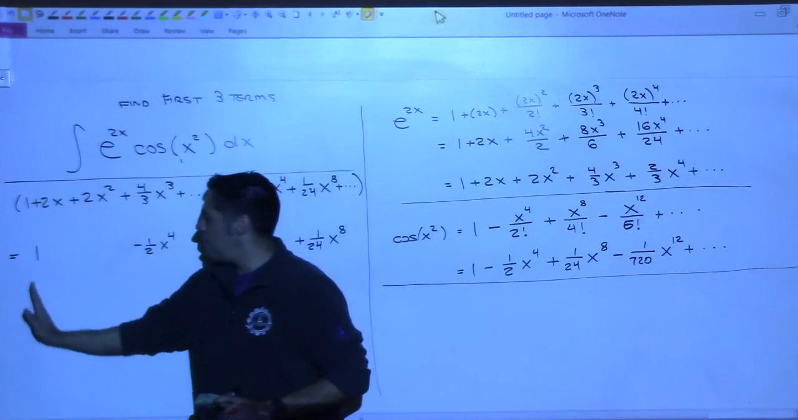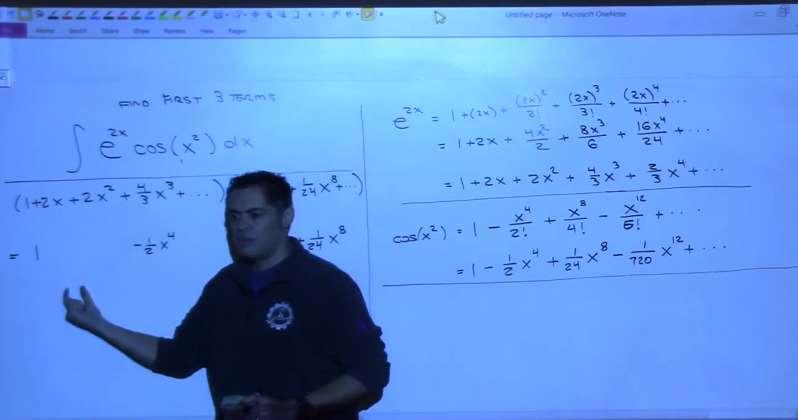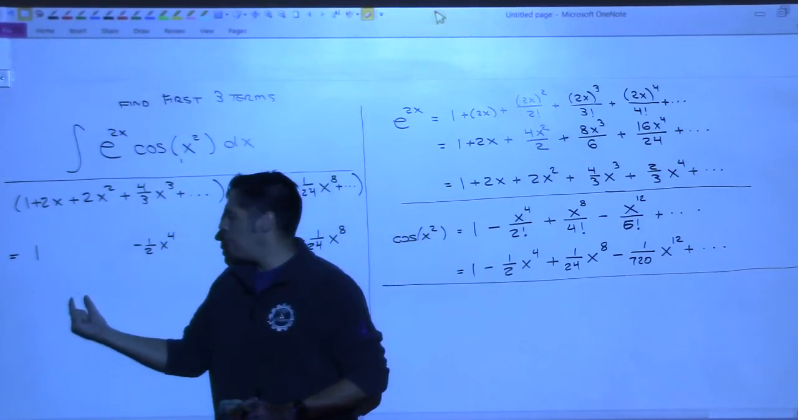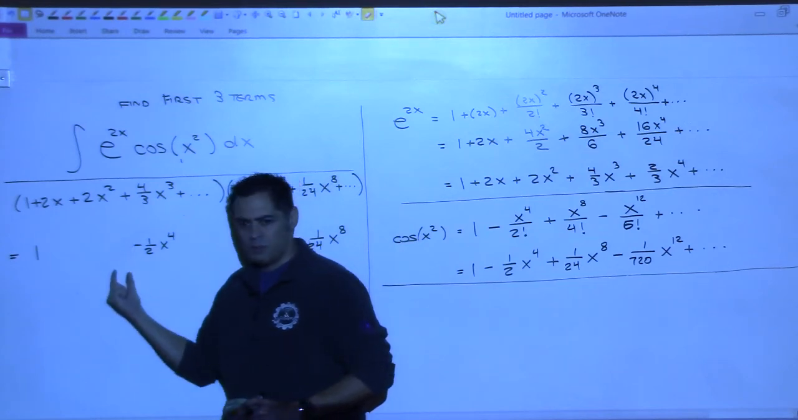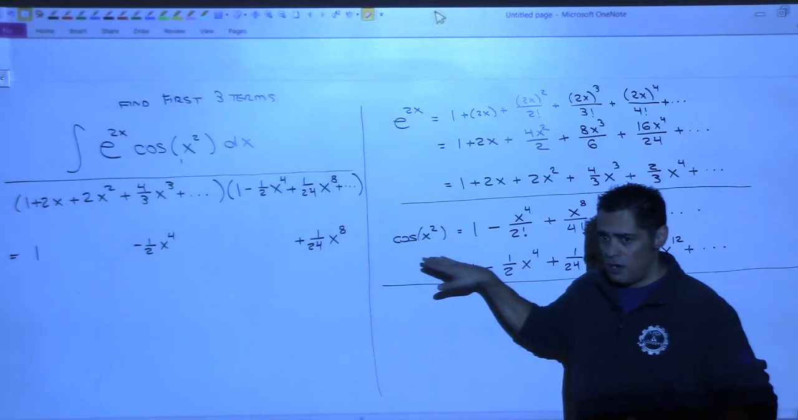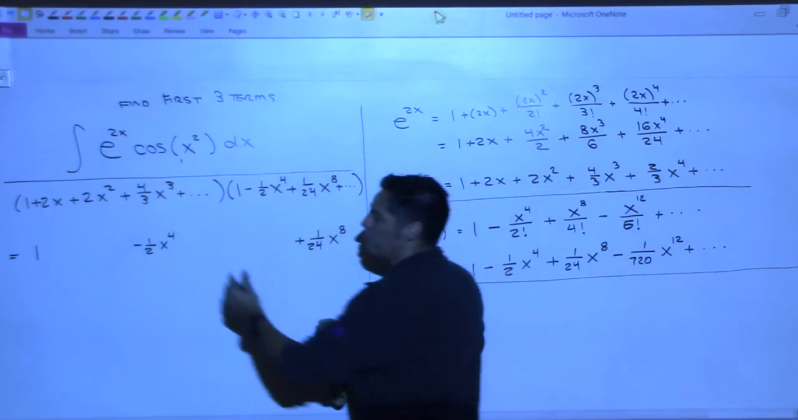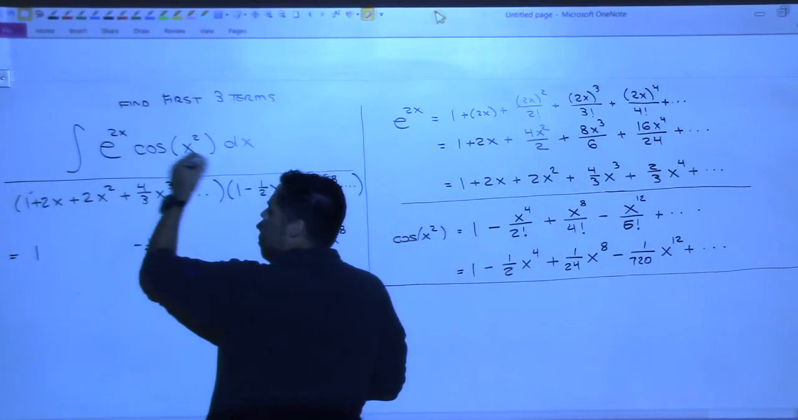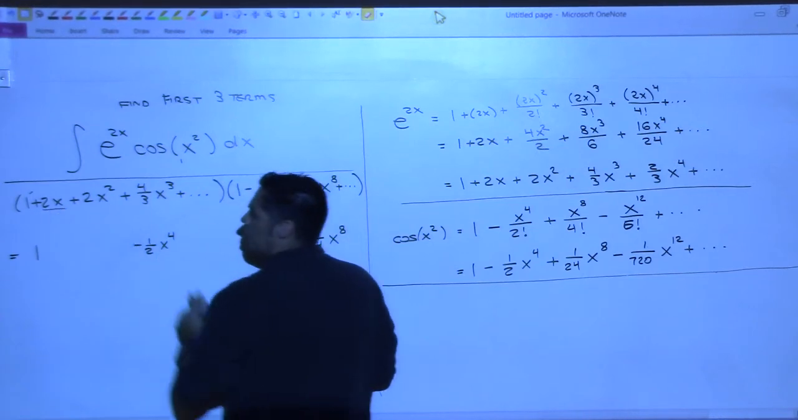The reason I did that is because I'm leaving myself space for the missing pieces. Like, this is a constant. If I have any x terms, they're going to be here. If I have any x squared terms, they're going to be here. Any x cubed terms, they're going to be here. All right, y'all okay with that just to start? That's 1 getting passed through, right? That's 1 going through. Now I go 2x through.